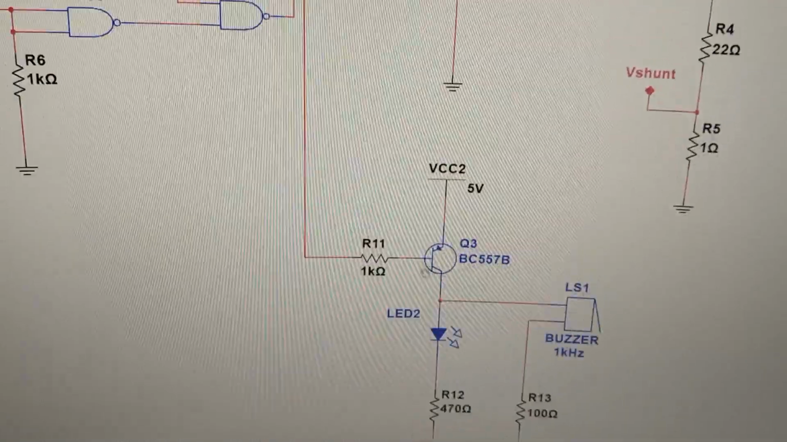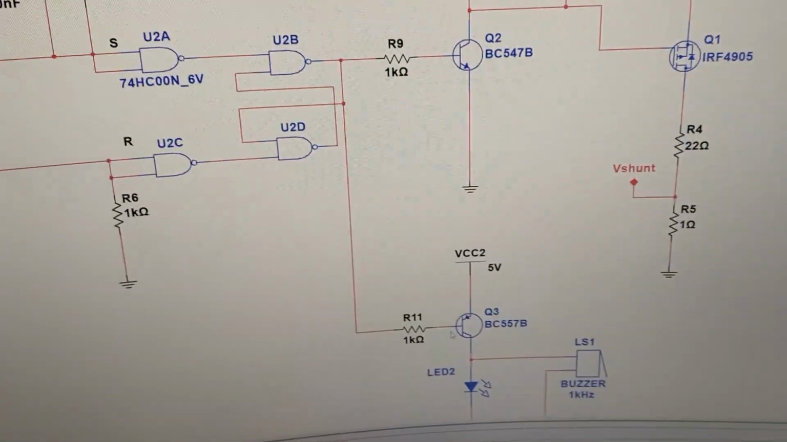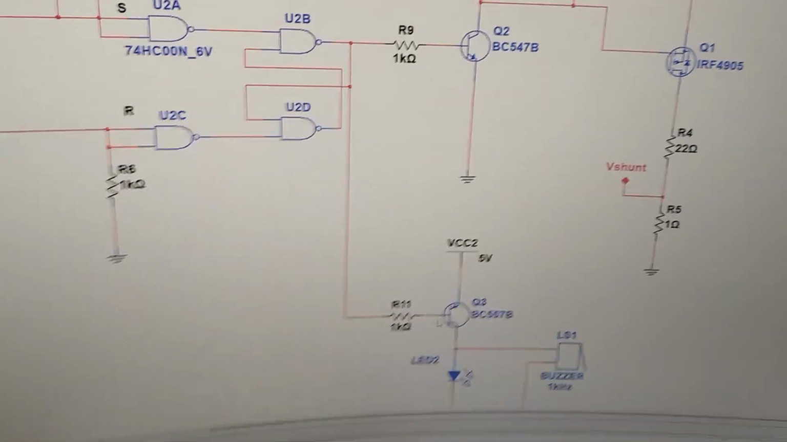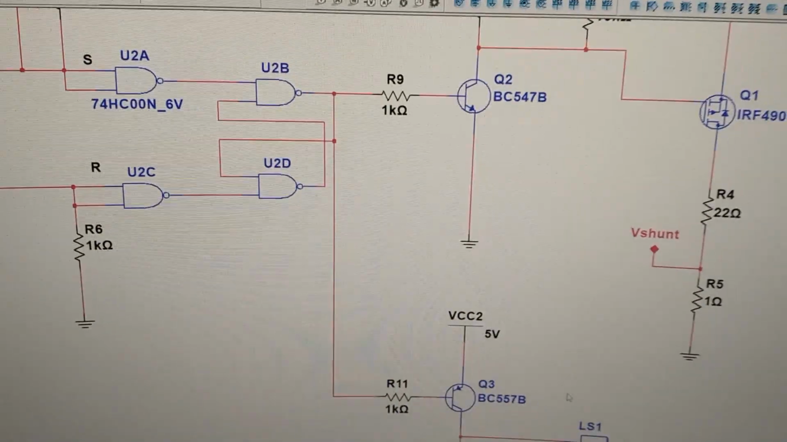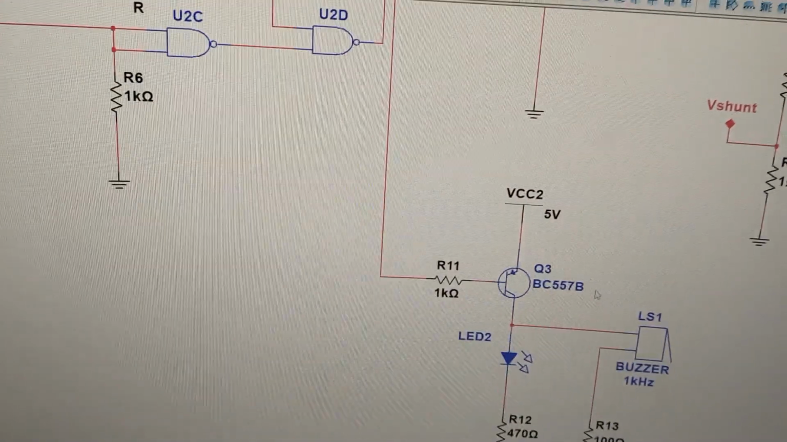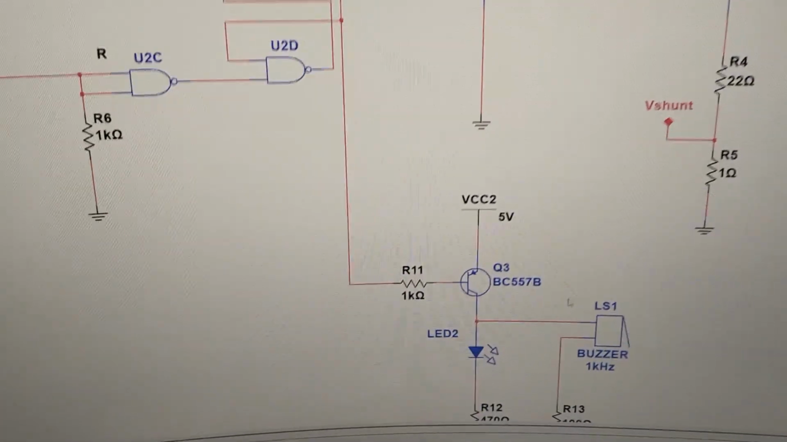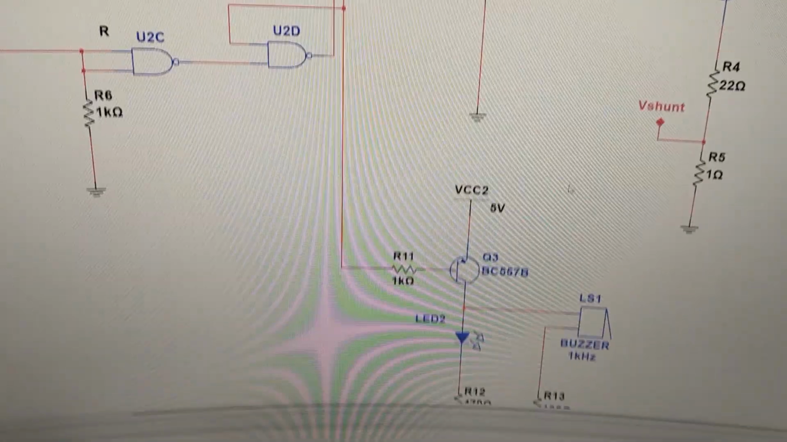This is the BC557, which is a PNP BJT, and we need a complementary pair, so that once this is on, this will not be on, and once this is on, this will not be on. That can be easily done with a PNP and an NPN BJT. You don't need a MOSFET here. So the same output drives a PNP BJT, which, as I said, would work complementarily.